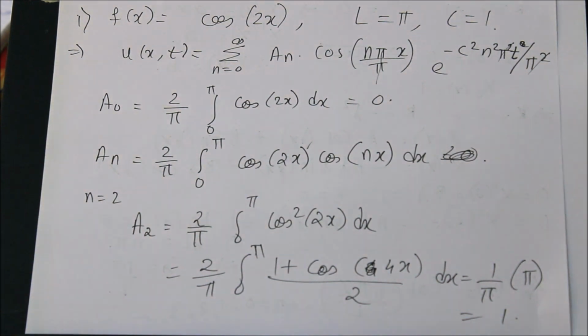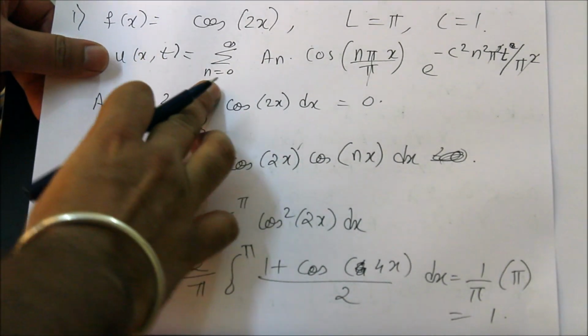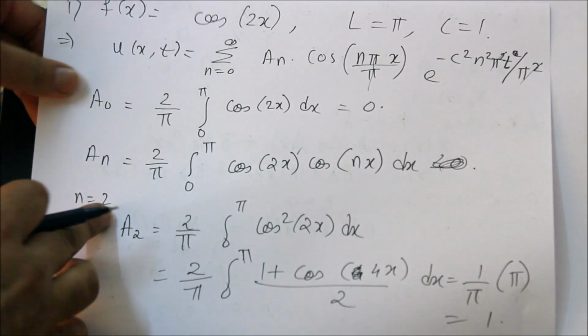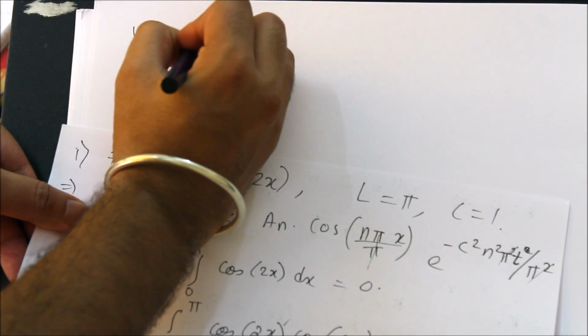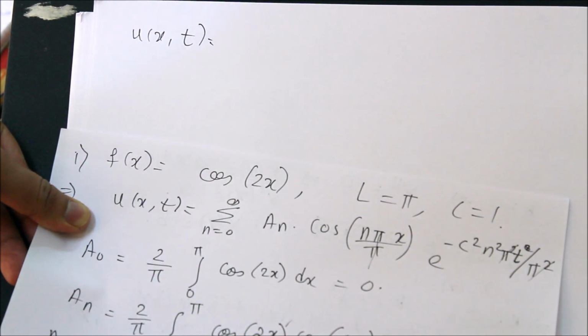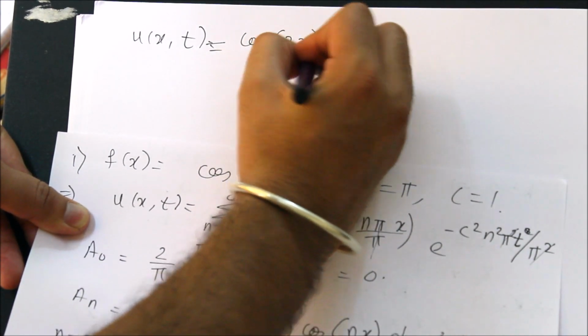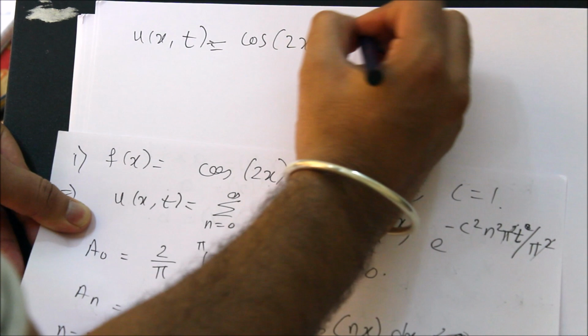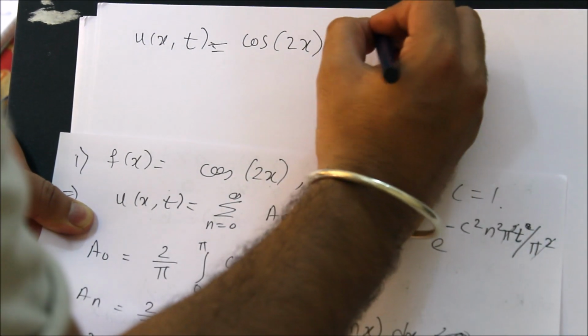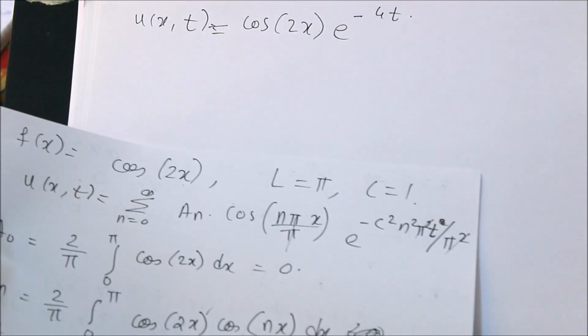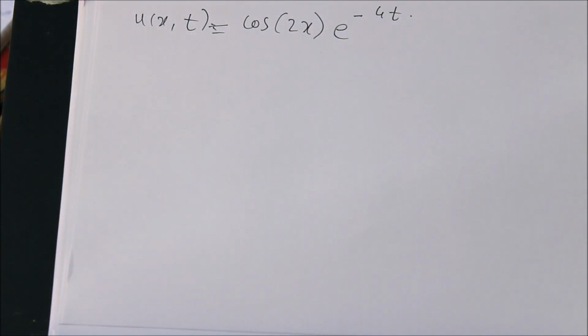So therefore what is the solution? Your u of x,t, which was this summation, but a naught is 0, only n equal to 2 is surviving. So what is your u of x,t? It is nothing but a2. What is my a2? A2 is 1 into cos of, what is my n? N is 2. So cos 2x e raised to, my c is given to be 1, minus n is 2, so 4t. So cos 2x into e raised to minus 4t. So this is what the temperature function is. Given x and t, you put in the values of x and t, you get the temperature of the rod at that position and the given time t. So that's how you solve such kind of problems.